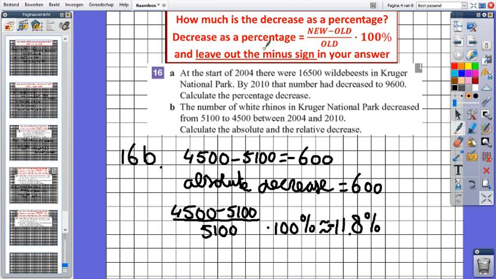But as we have learned, for the final answer, the relative decrease, we're going to leave out that minus that we found here. So the relative decrease is going to be 11.8%, and again not a comma but a point. And that concludes the two examples that I wanted to show you about theory C and theory D. And I think theory E, most of you are quite able to try those exercises by yourself.